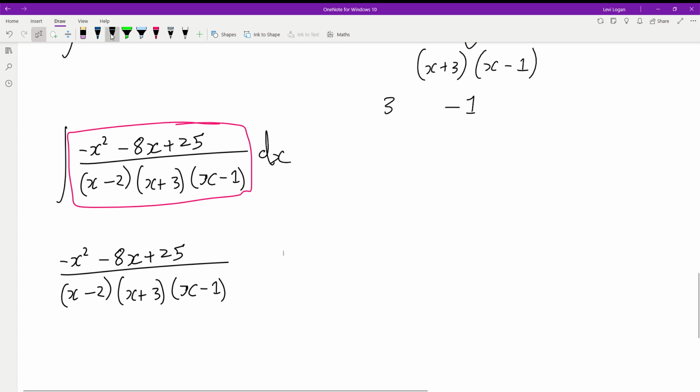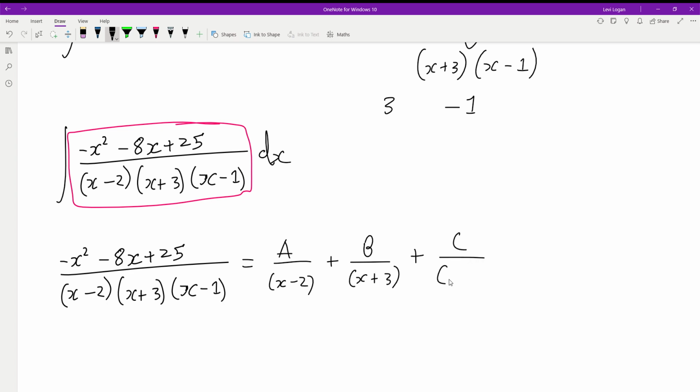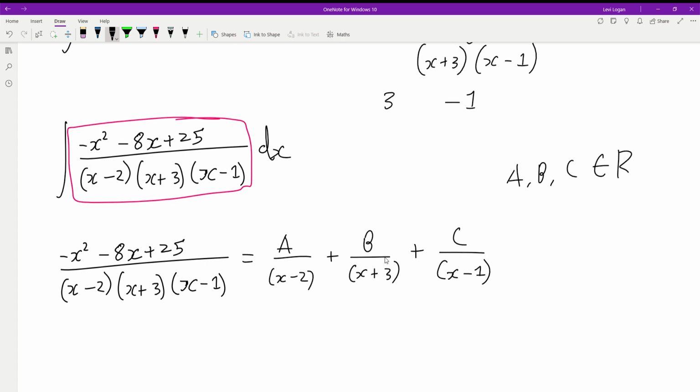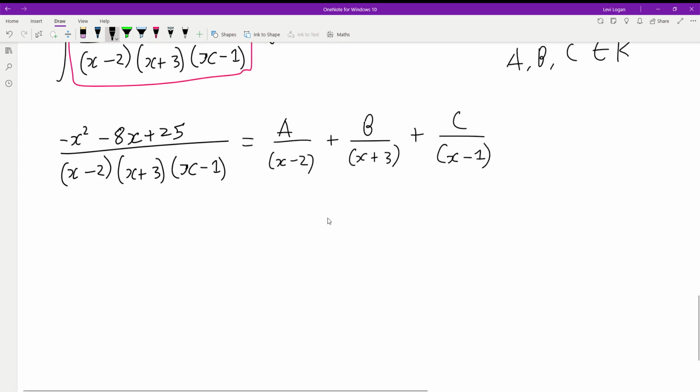So this will be equivalent to a constant, let's say a, over x minus 2, plus b, which is a constant, over x plus 3, plus c, which is a constant, over x minus 1. So a, b, and c are numbers at the moment, and what we're going to do is find those. So we're going to multiply both sides by this following expression here. The reason why is because it'll cancel on the denominator here, and it'll actually cancel with terms on the left hand side as well.